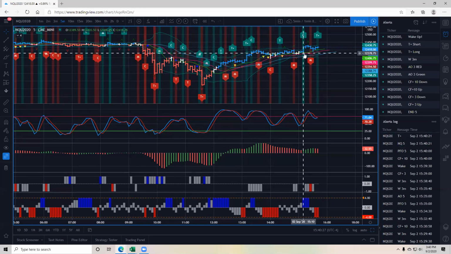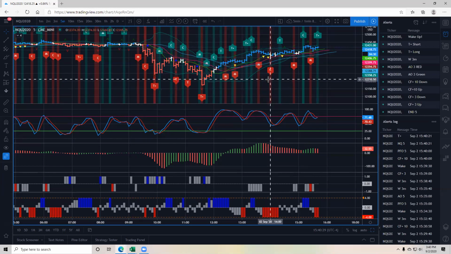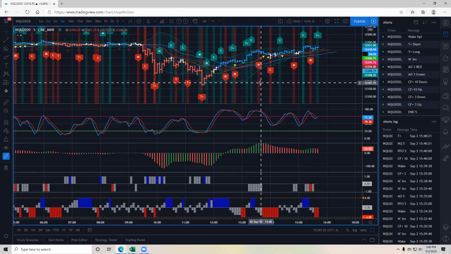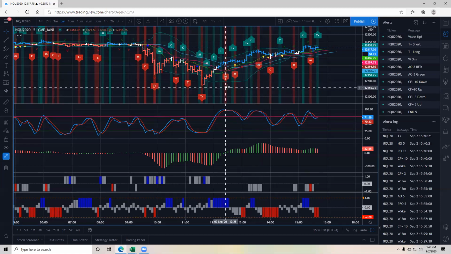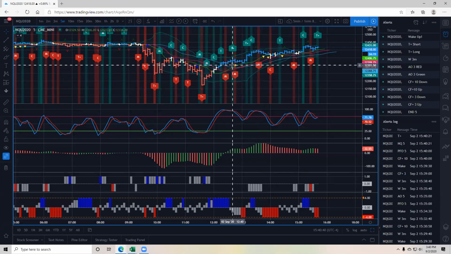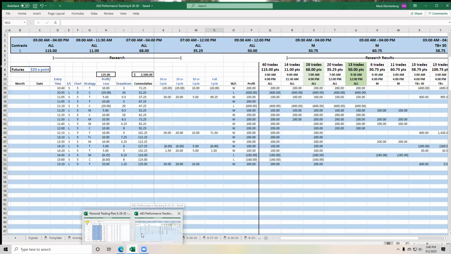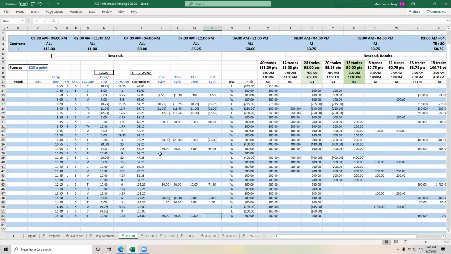So the adaptive entry system is really awesome because it gives us a clue as to when we should jump into the trade. Not just a clue, it tells us specifically, here's an opportunity to go short, here's an opportunity to go long, just follow the signals. So that's what we did today. That's what we do every day. And here is today's performance.